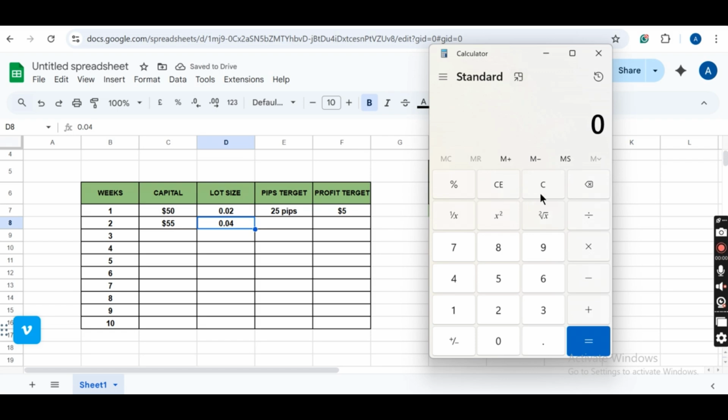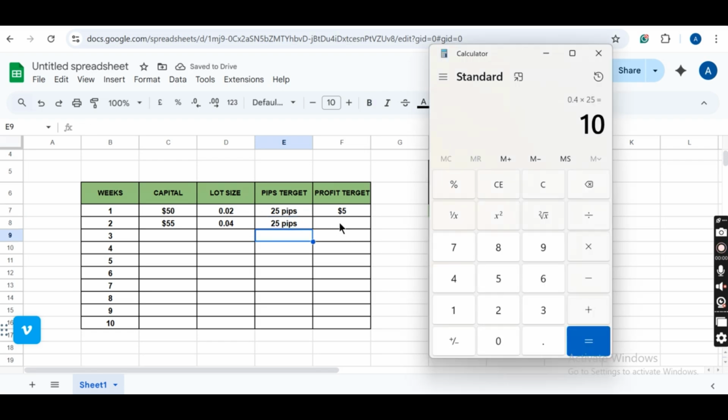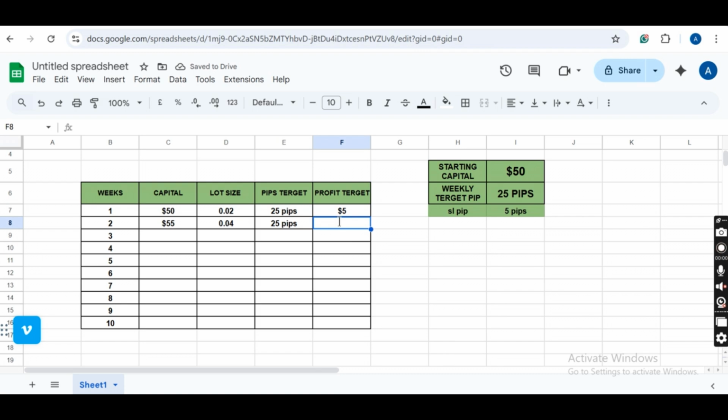So now on week 2, using 0.04 lot size, each pip gives us 0.4, and if we multiply by 25 pips, it's going to give us $10 at the end of one week. So same thing, our target per week is going to be 25 pips. And at the end of week 2, we're expected to finish with a profit of $10, just like this.